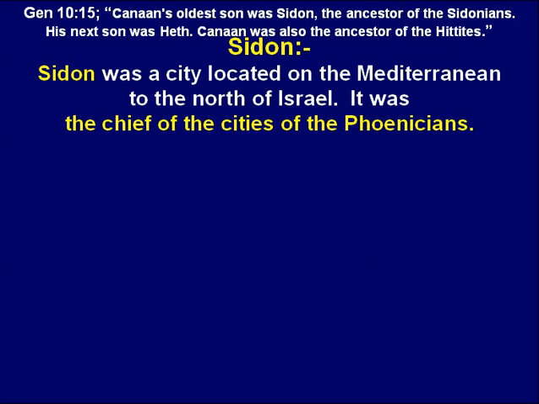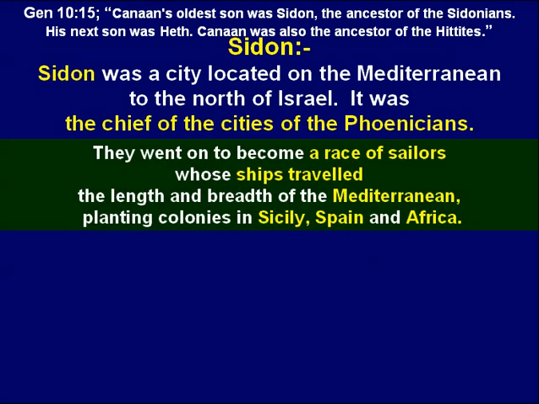Sidon was a city located on the Mediterranean to the north of Israel. It was the chief of the cities of the Phoenicians. They went on to become a race of sailors whose ships traveled the length and breadth of the Mediterranean, and planted colonies in Sicily, Spain, and Africa.